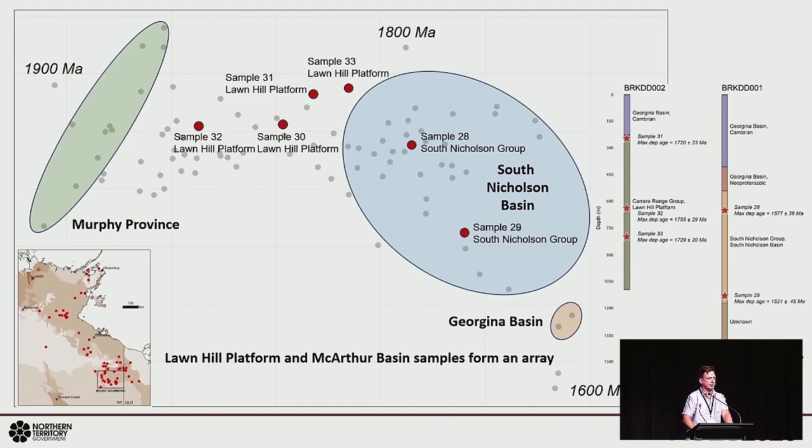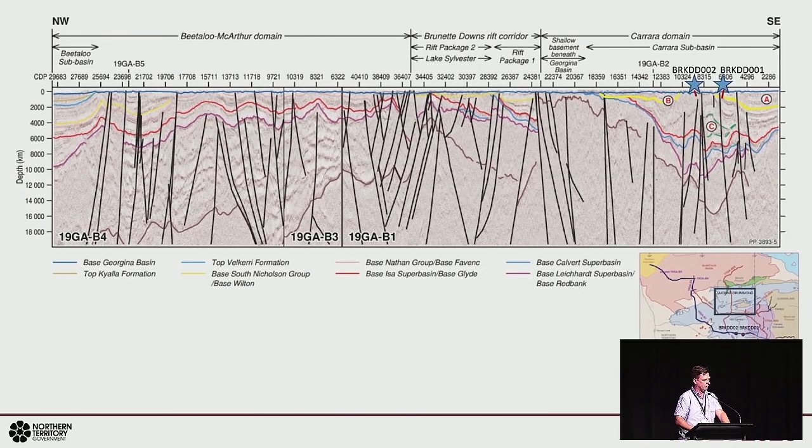So in this case, it looks like this kind of analysis of the data could be useful for us when we're trying to determine lithostratigraphy. Also, if we go back to the seismic line, if you look closely, the yellow line on the interpretation is the base of the South Nicholson group.